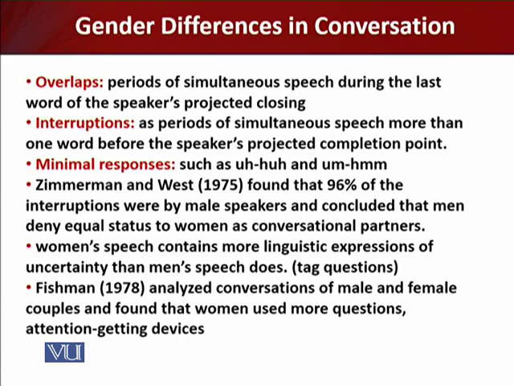Overlaps were defined as periods of simultaneous speech during the last word of the speaker's projected closing. Overlaps appear to be consistent with the rules of Sacks and colleagues, because the first person to speak during a silence gains the floor, so there is an incentive to be quick. Interruptions were defined as periods of simultaneous speech more than one word before the speaker's projected completion point. Zimmerman and West saw interruptions as violations of the speaker's turn.